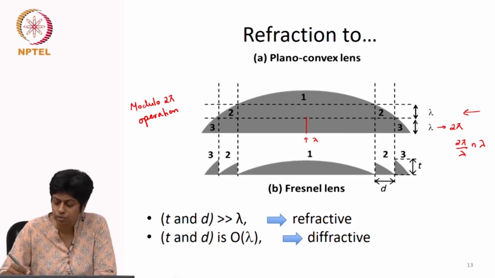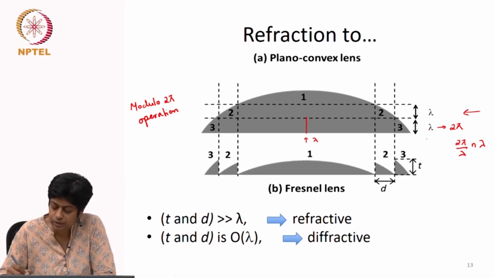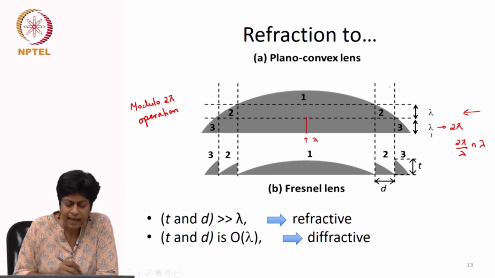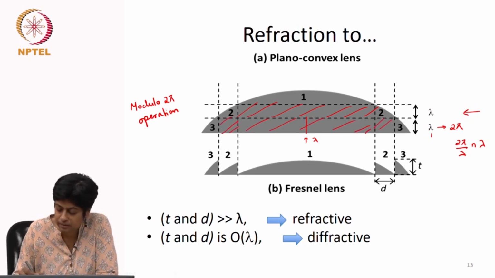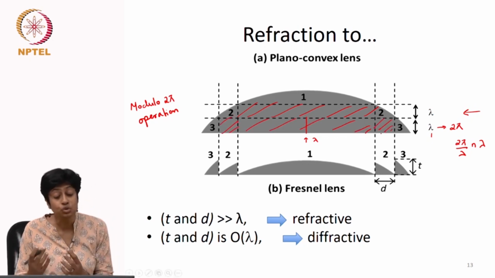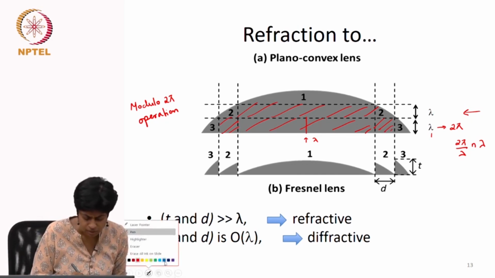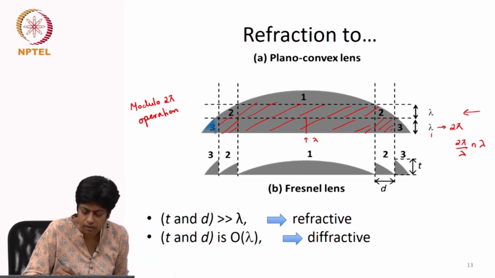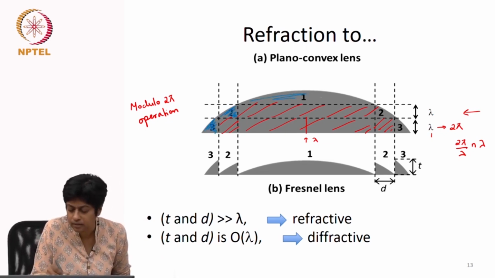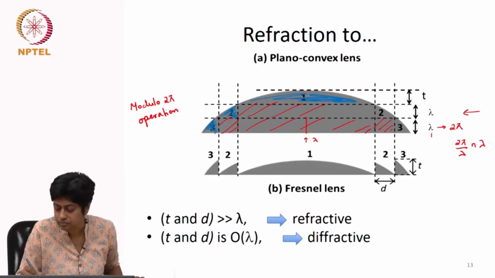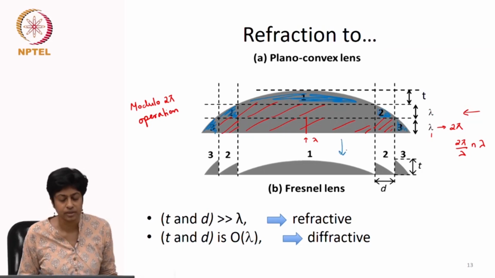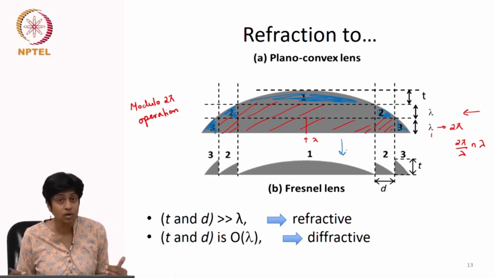So you draw the lines corresponding to lambda, or that is to 2 pi, and this section doesn't play any role, this section doesn't play any role, this section doesn't play any role, and this section doesn't play any role. And so you just pull out the remaining sections, which is this region here, and this region here, and this region here, and this region here, and this region here. And that is what you get over here. This is what we call a Fresnel lens.